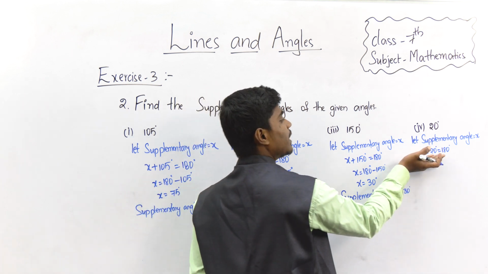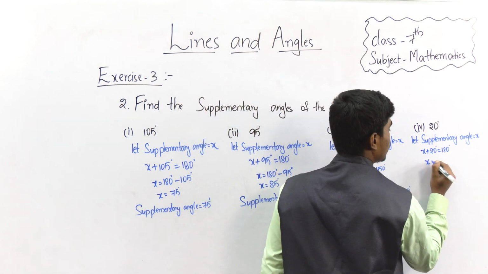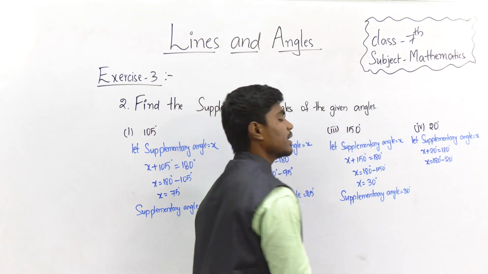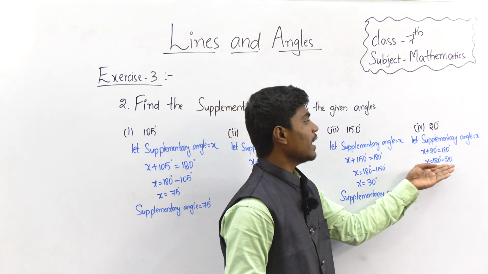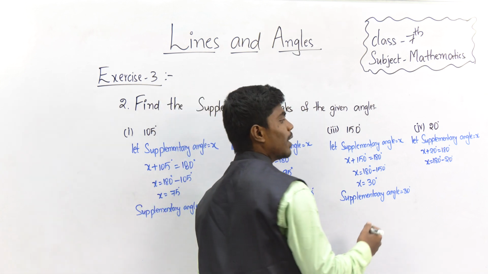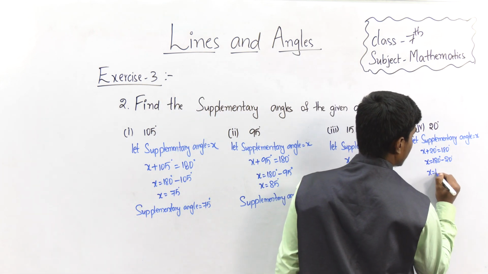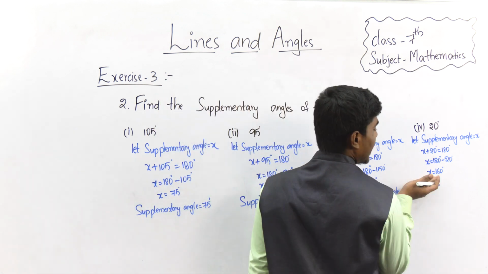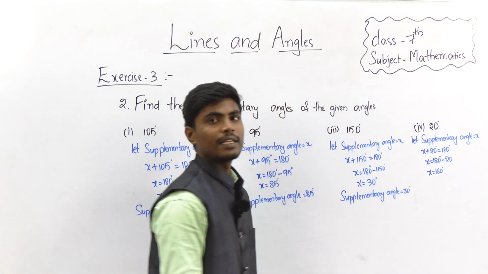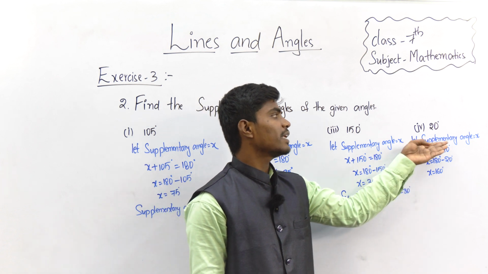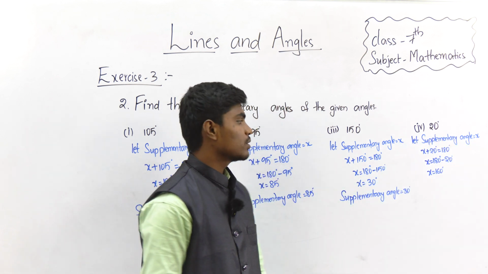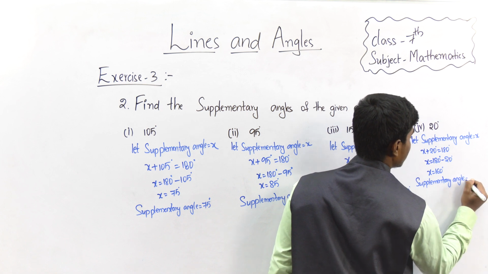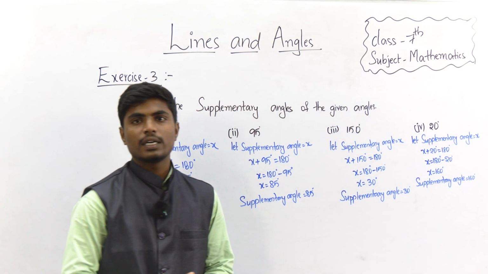Here we take 20 degrees to the right side. So x is equal to 180 degrees minus 20 degrees. 180 minus 20 is 160. So x is equal to 160 degrees. Here the x value is 160 degrees, and what is x? X is the supplementary angle. So the supplementary angle is equal to 160 degrees.